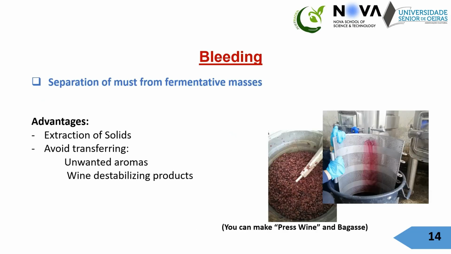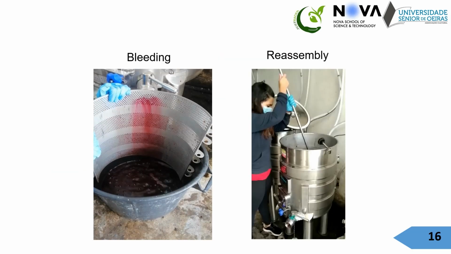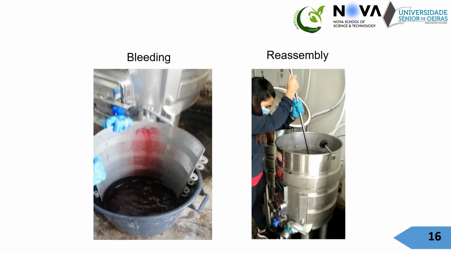After the alcoholic fermentation, a process named bleeding is done, involving the separation of musts from the fermentative masses, which is advantageous for the extraction of solids and avoids transferring unwanted aromas and destabilizing products. With fermentative masses, producers can obtain wine from the press, considering that the force should not be exaggerated because their herbal aromas can migrate. Here's a video of bleeding and reassembly.